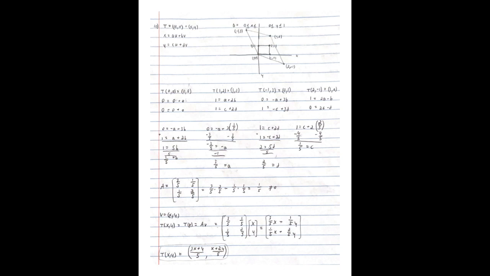So I did a system of equations, and I did 0 equals negative a plus 3b, and with the other equation, 1 equals a plus 2b. I got b equals 1 over 5. I plugged that in, and I got a equals 3 over 5. Then I did 1 equals c plus 2d with the other equation, 1 equals negative c plus 3d. And I got d equals 2 over 5. And I plugged that in to get c, and c equals 1 over 5. So altogether, we got the matrix 3 over 5, 1 over 5, and then 1 over 5, 2 over 5. And then finding the determinant, it's 1 over 5, so it's not equal to 0, which is good.